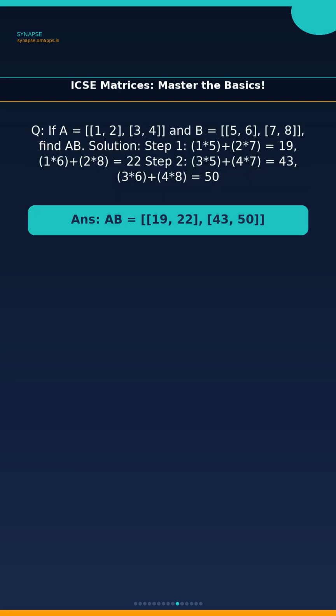Let's work through an example together. Here's the question. If matrix A is 1, 2, 3, 4, and matrix B is 5, 6, 7, 8, what is AB? First, we multiply the first row of A by the first column of B, and so on. Follow the steps carefully, and you'll get the correct answer.